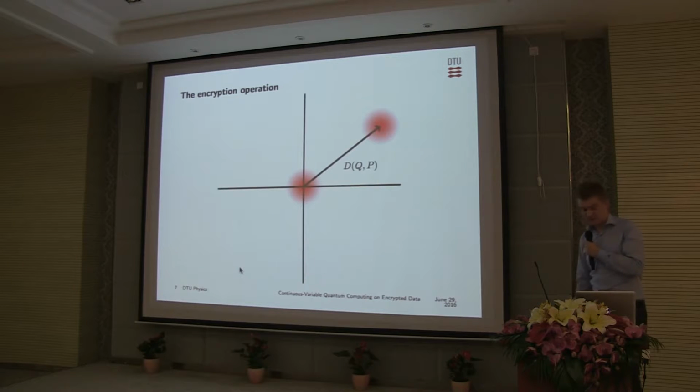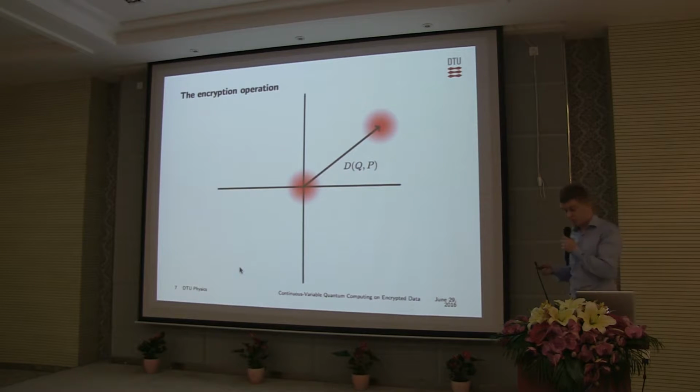Okay. So moving on, the encryption operation that we want to implement here is that we imagine that we have some sort of input state that we want to send to this gate. Let's just say, for example, that this is just a vacuum state. So the encryption that we want to do is that we move this state in phase space to some unknown location. So the server sees the state having a different mean value than the one that it actually has.